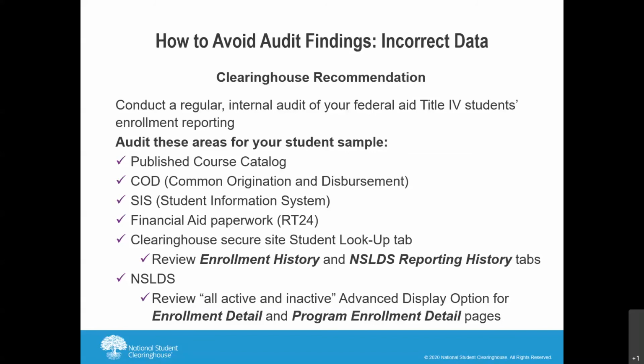Also your student information system, of course, and any financial aid documentation for that student that an auditor would look at. So return related paperwork, R2T4, return to Title IV related paperwork. And then in the Clearinghouse site, you can look at their enrollment history under student lookup, and also what Clearinghouse sent out to NSLDS for that student. You can look at that.